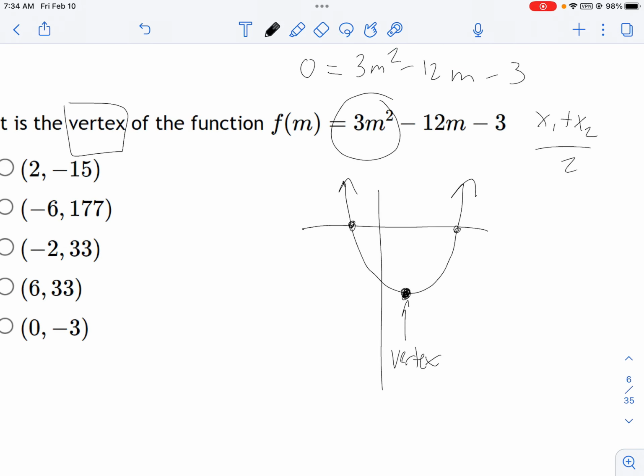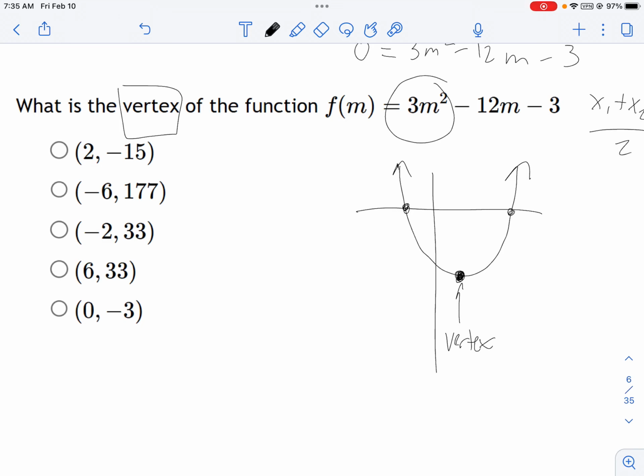Okay, then all you'd have to do, let's say that you got, I don't know, 7 back. If you did that, you would plug 7 into your m values, figure out what you get when you plug 7 in, and that would be the y-coordinate of the vertex, right? Plug in x, get out y. And that would be one way you could find the vertex. But is there a much faster way?